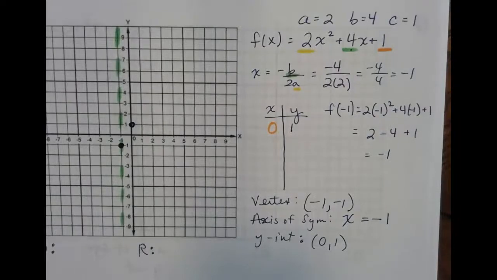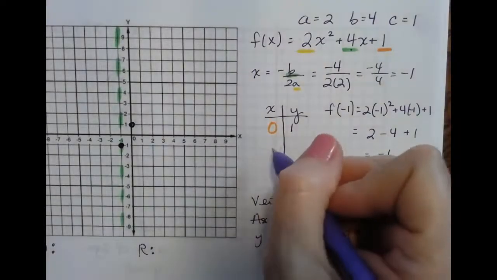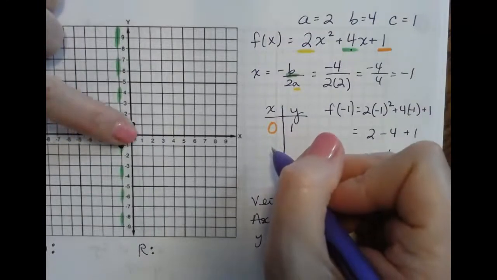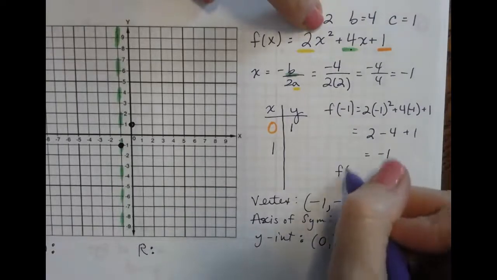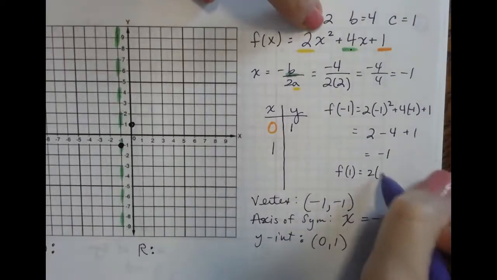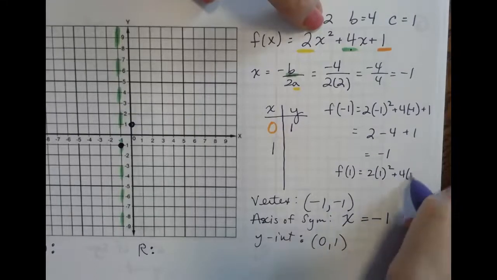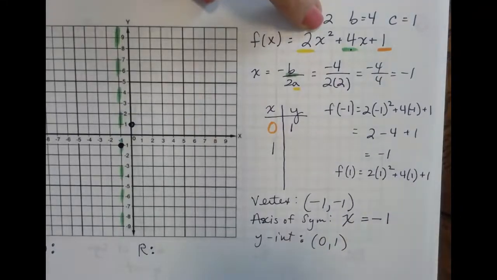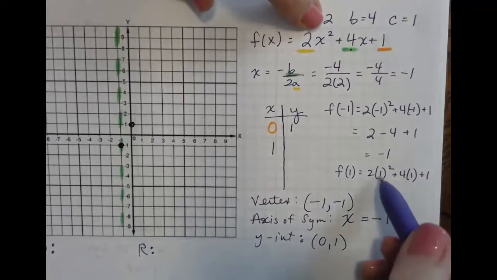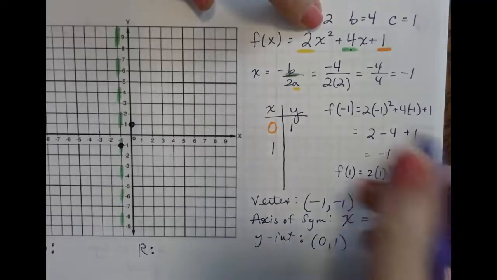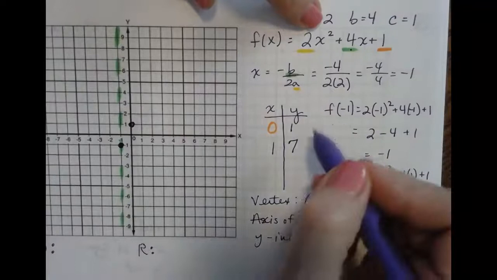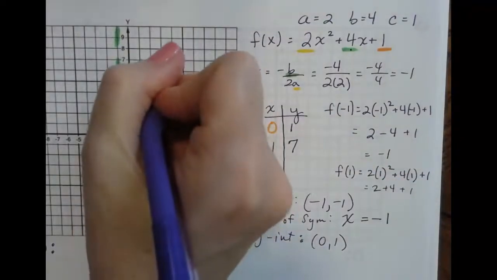Now, let's plug in one more value for x. We plugged in 0. Let's plug in 1. So find f of 1. f of 1 is 2 times 1 squared plus 4 times 1 plus 1. So follow order of operations. Square first. 1 squared is 1. 1 times 2 is 2. 4 times 1 is 4. And then plus 1. 2 plus 4 plus 1 is 7. So we've got over 1, up 7.